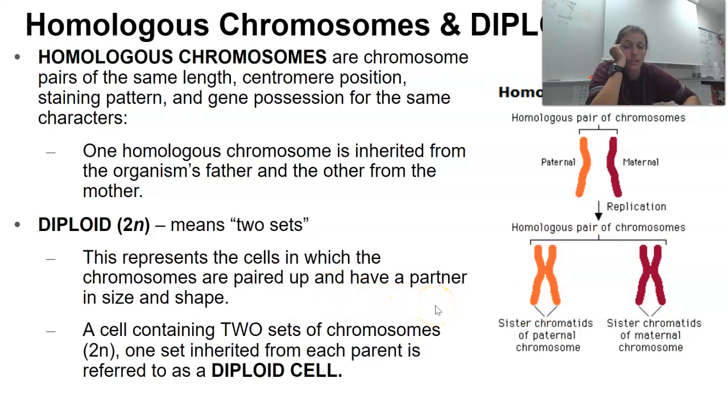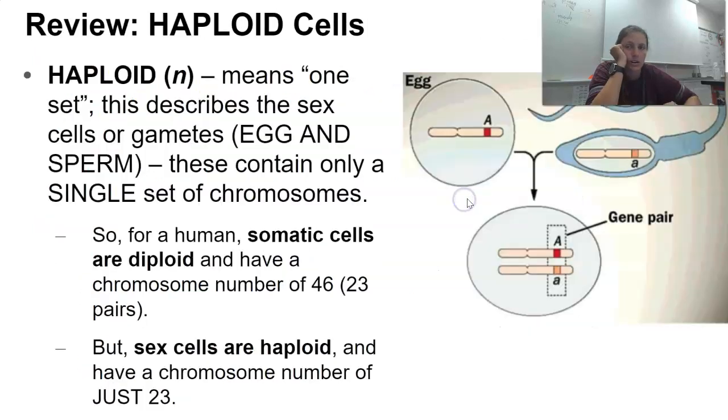So a cell containing 2 sets of chromosomes, 2N, one is inherited from each parent. That's a diploid cell. When we go through the process of DNA replication, we double that up so that we have a larger amount of DNA and we're ready to start our division.